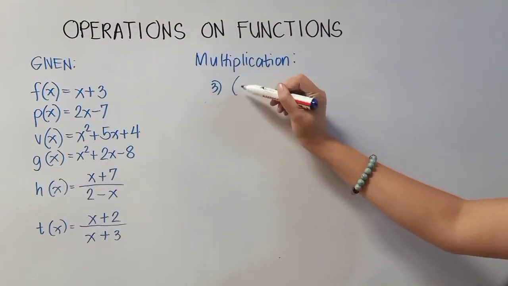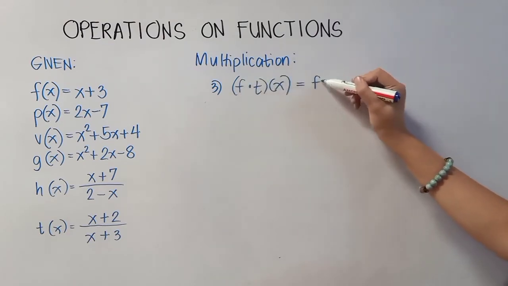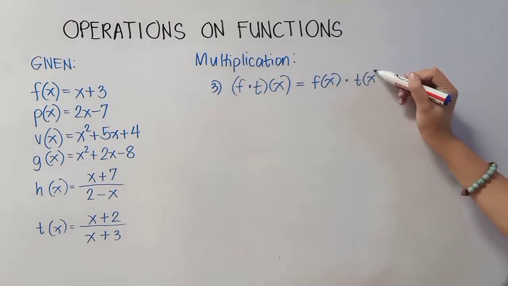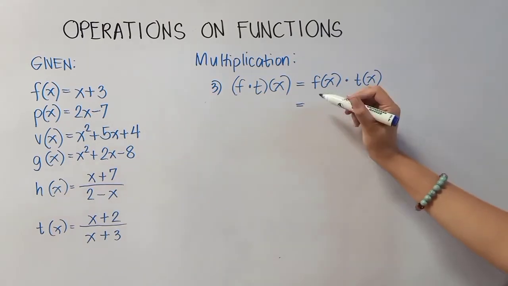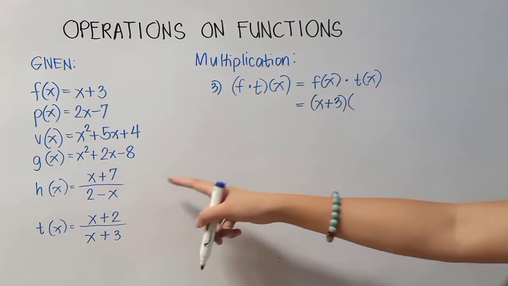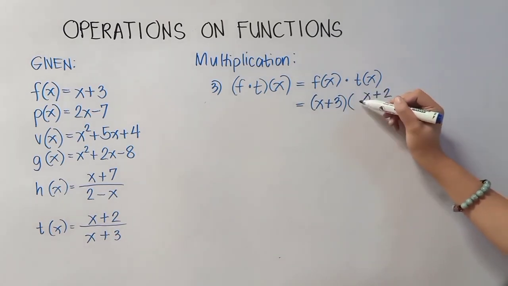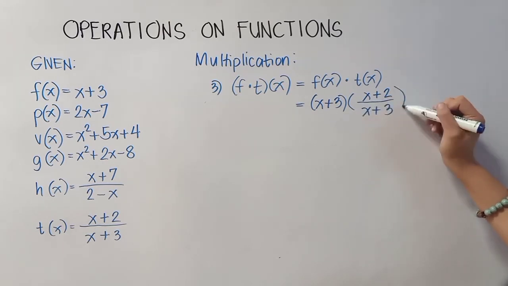Let's now go to number 3. We can write that one as f of x multiplied to t of x. Now f of x is equal to x plus 3, and then t of x is equal to the fraction x plus 2 all over x plus 3.